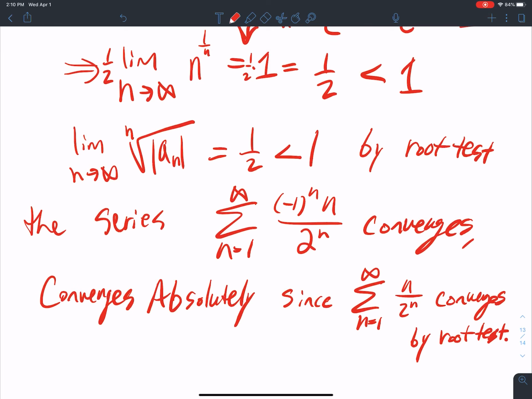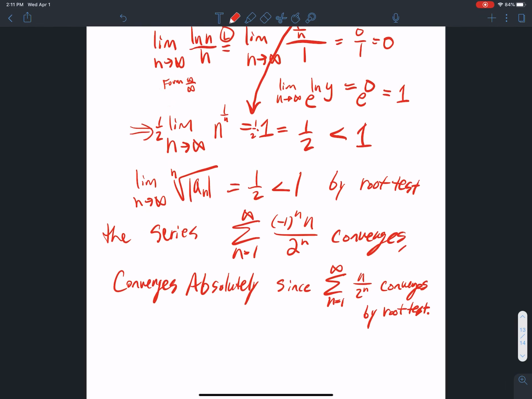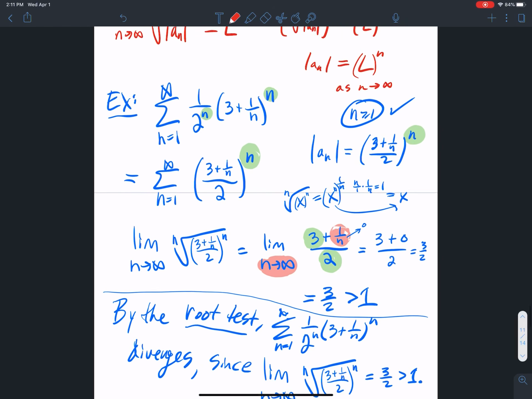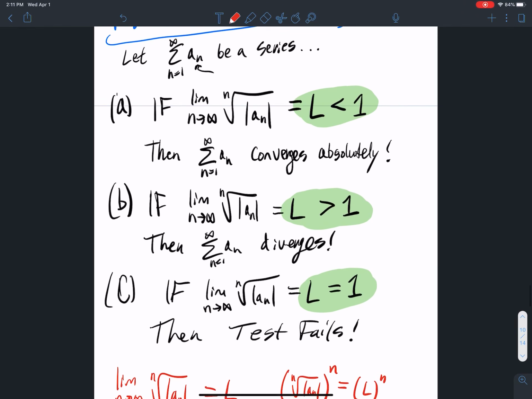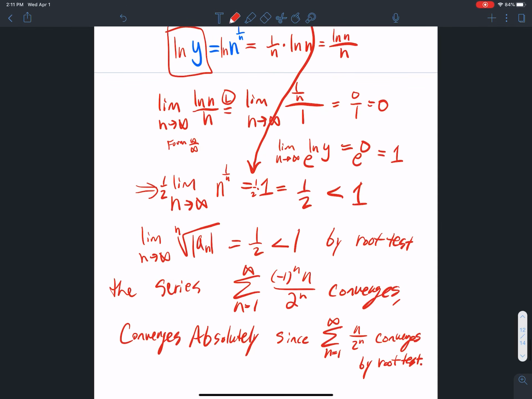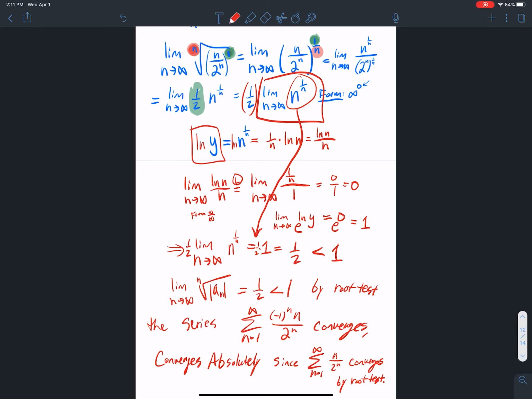All right, guys. So the root test not only tells us that a series converges, it also tells us that the series converges absolutely. That's all we're saying here. So if L is less than 1, which our L was 1/2 there, it converges absolutely. I think the other one we found L to be like 3 over 2, and then that thing diverged for us. All right, good luck as you're working through the ratio and root test.